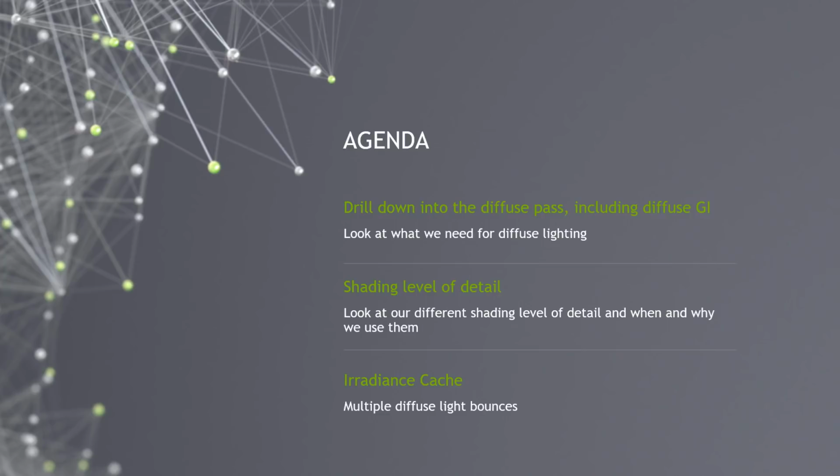In this part of the talk, I'm going to be getting into a little more detail about what goes on in one of our render passes, in this case, the diffuse pass. I'll show you what we need in an ideal world to solve diffuse lighting, and I'll show you what we can actually get away with. We'll look at some interesting corners that we can cut, and show you how it affects the final image. And finally, we'll look at something called the irradiance cache and how that gives us multiple bounces of diffuse light.